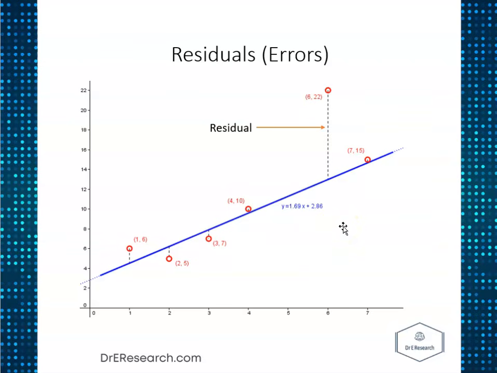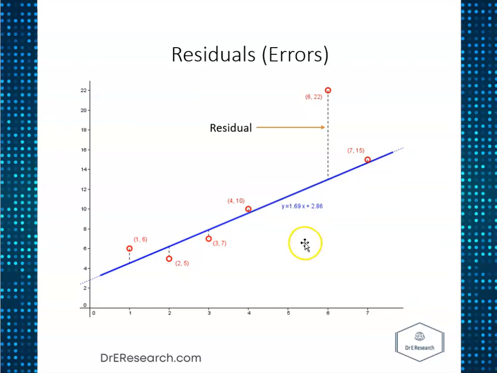So what's another possibility? Well, we could take the absolute value of each of these. In other words, just the distance without worrying about whether it's above or below, just make it positive, and add all that up. That is one thing that could be done, and people have played with that.